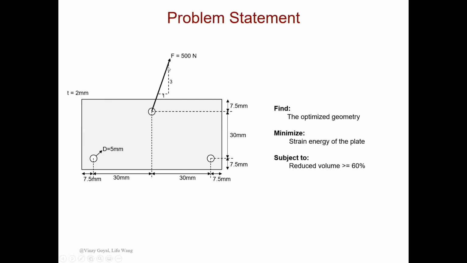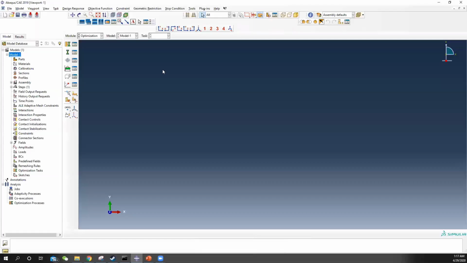There's a force applied here with an angle of tangent equals 3, and the value for that is 500 newtons. And our goal for this problem is to find the optimized geometry so that we can minimize the strain energy of the plate, subject to the volume reduction being greater than 60%. That means the remaining volume is smaller than 40%. So let's see how we do that in Abaqus.